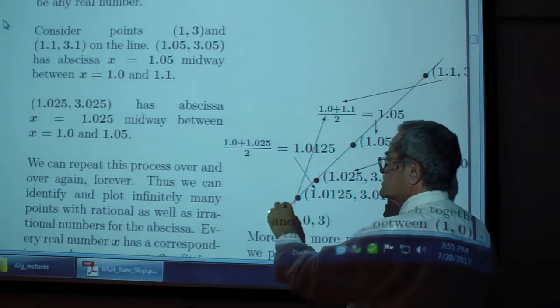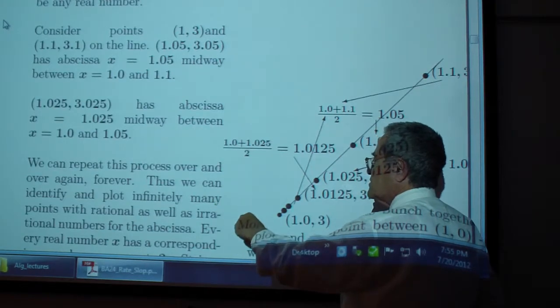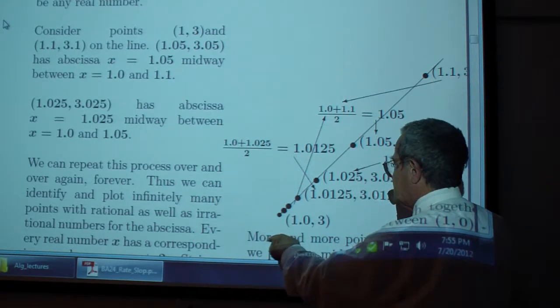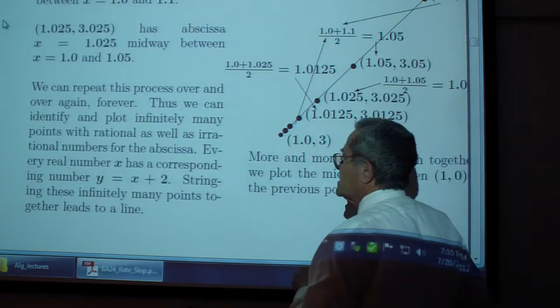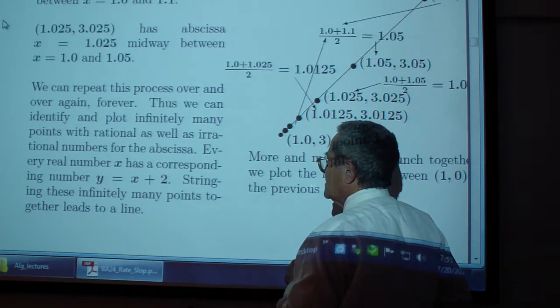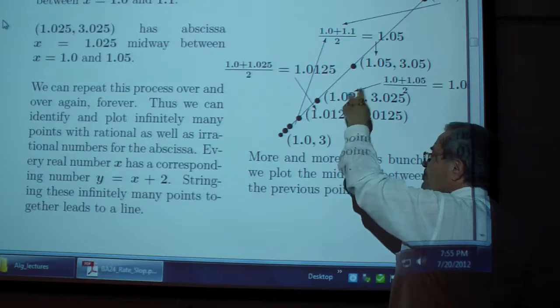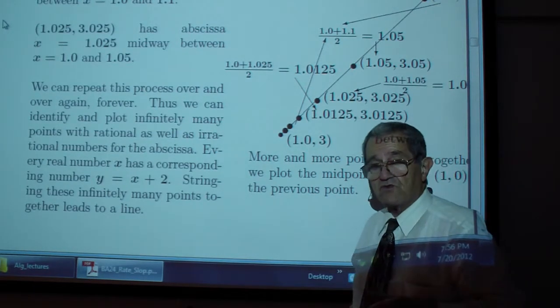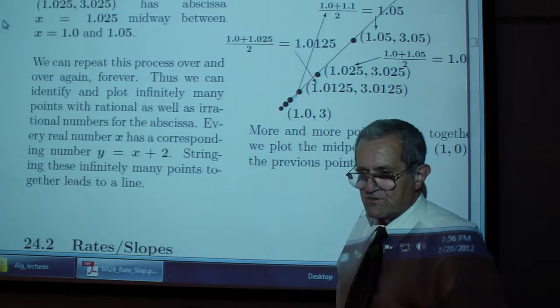We can repeat this process over and over again. Thus we can identify and plot infinitely many points with rational as well as irrational abscissas. And every x value has a y value that is x plus 2. There are infinitely many such points. All these points strung together give you what we are going to call a line. So a line has infinitely many points.